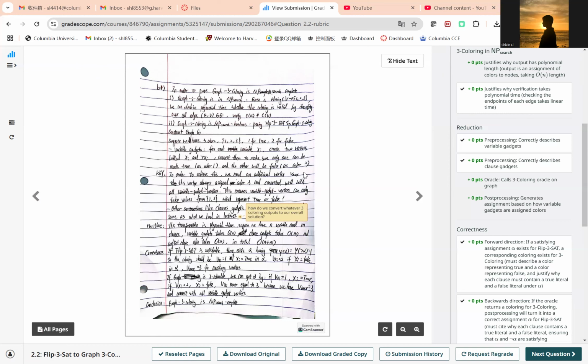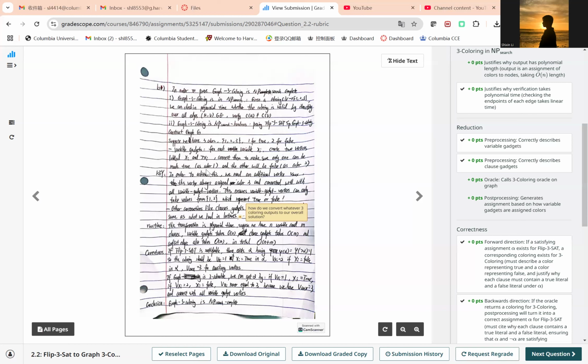vertex, and this vertex is always colored as color 3, right? So let's not call it color 3, but just call it color C. So it's always colored as color C. And how can we convert the three-coloring output into the overall solution? The key here is that for each variable xi, we have two more vertices, which are positive xi and negative xi.